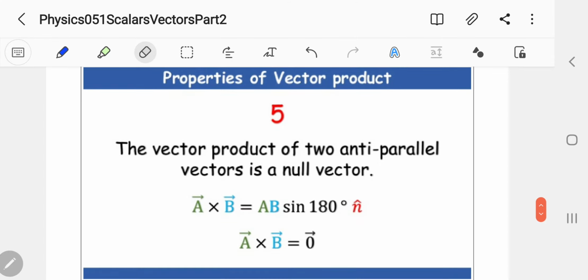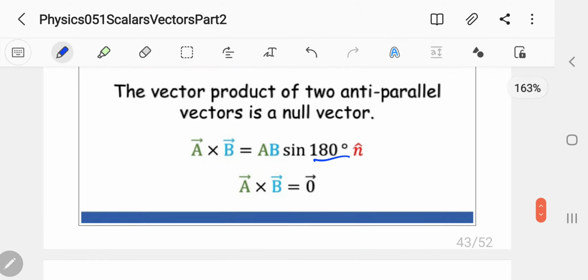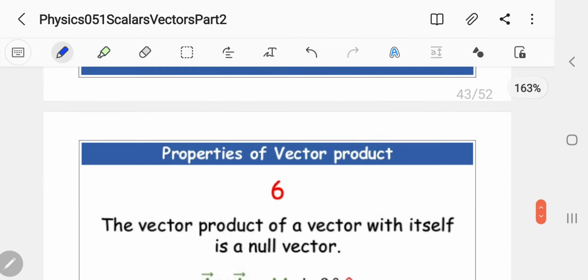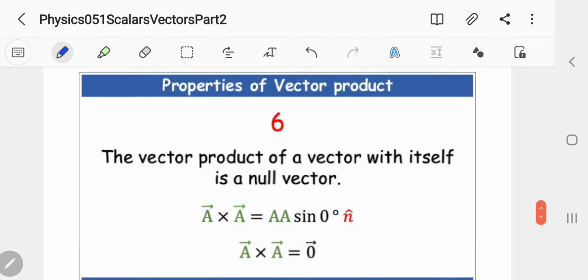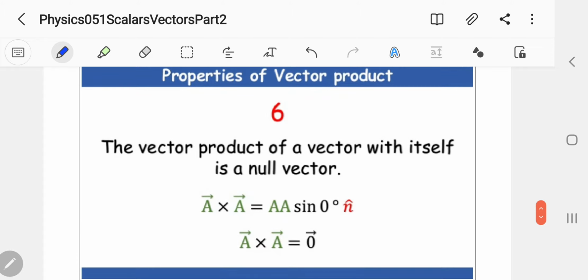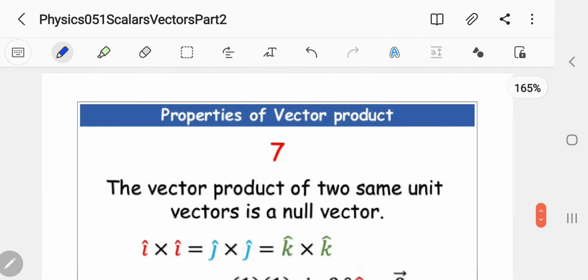So you have two anti-parallel vectors. The angle between them is 180. Again, sine of 180 is equal to 0. So for anti-parallel vectors, A cross B is equal to 0. For a vector crossed with itself, also 0, because the angle between them is of course 0.